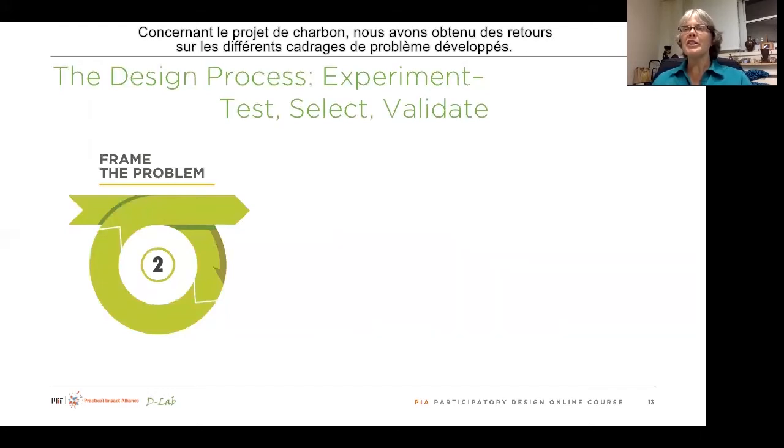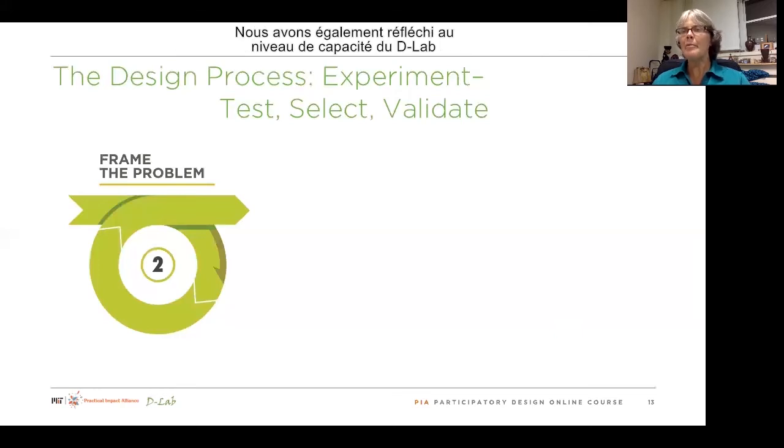For the charcoal project, we got feedback on the various problem framings that we developed, and we also thought about what the capability was that D-Lab had in order to create an effective solution within these problem framings. We don't have a lot of experience in deforestation and reforestation, so we didn't think that would be an effective area for us to work. We also knew that many people are looking at redesigning cook stoves, and we thought that we might not be able to add much to that field.